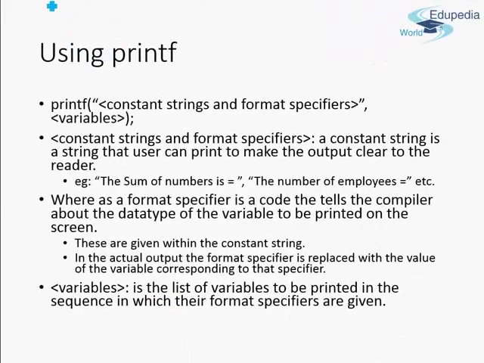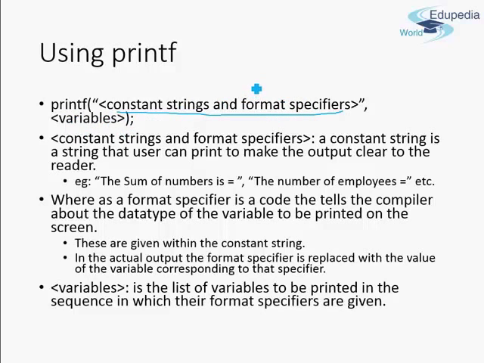Now how to use printf. The prototype of printf is as follows. First the function name printf, and then the braces, which you have to use in every C function. While calling, you first name the function, then the braces, and then inside it come the arguments. First are the constant strings and the format specifiers. Constant strings will be here, format specifiers will also be here, and this is the list of the variables.